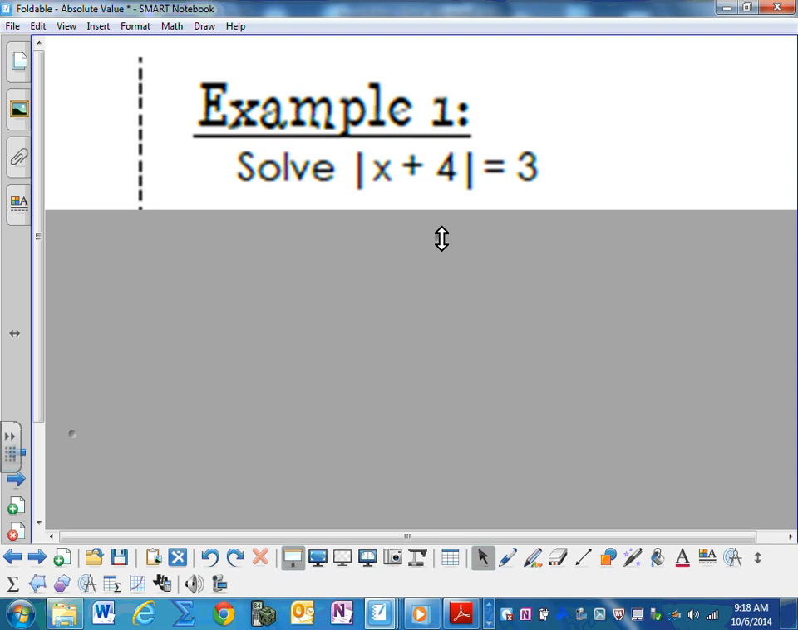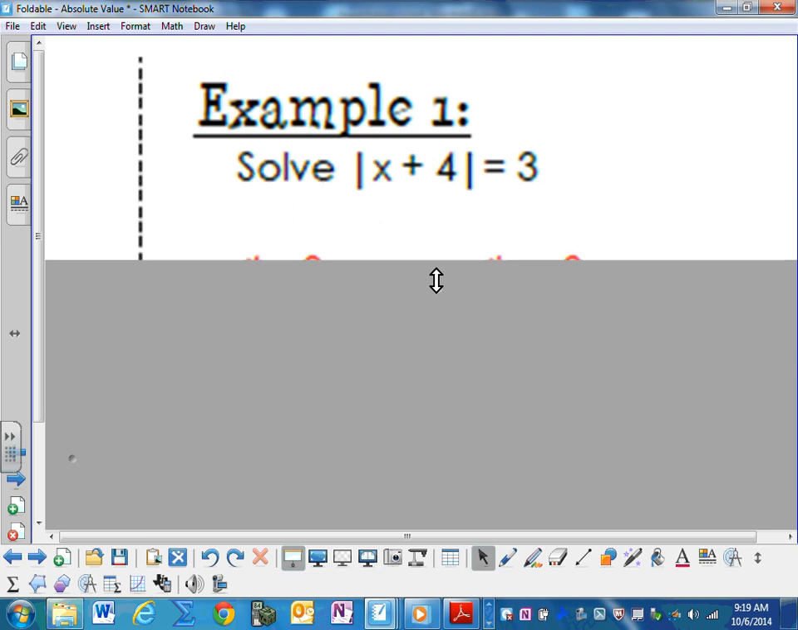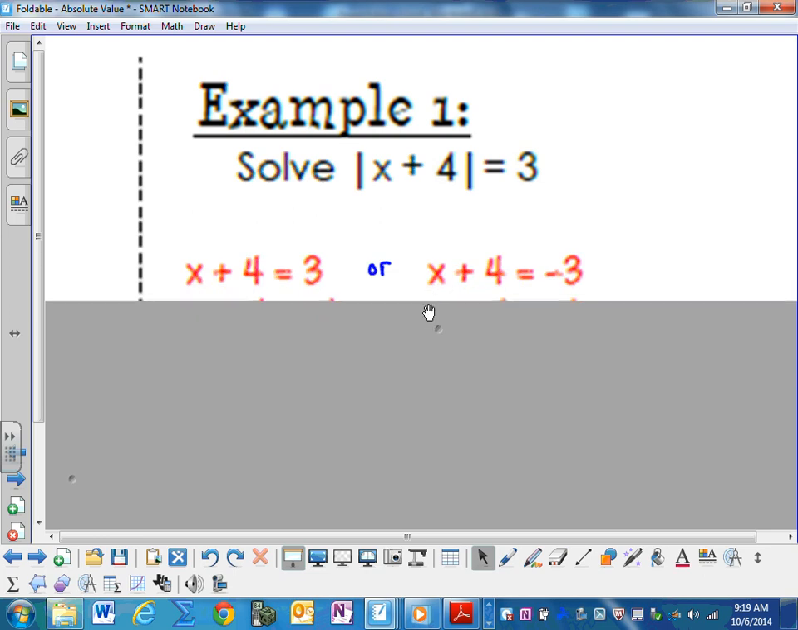So example 1, solve the absolute value of x plus 4 is equal to 3. When we're solving absolute value equations, we're going to first make sure the absolute value sign is isolated. In this instance, it is. So now we're going to remove the absolute value. And we need to write two equations for that, because inside this absolute value, this value could equal 3 or negative 3. So we're going to write two equations. x plus 4 could equal 3, or x plus 4 could equal negative 3.